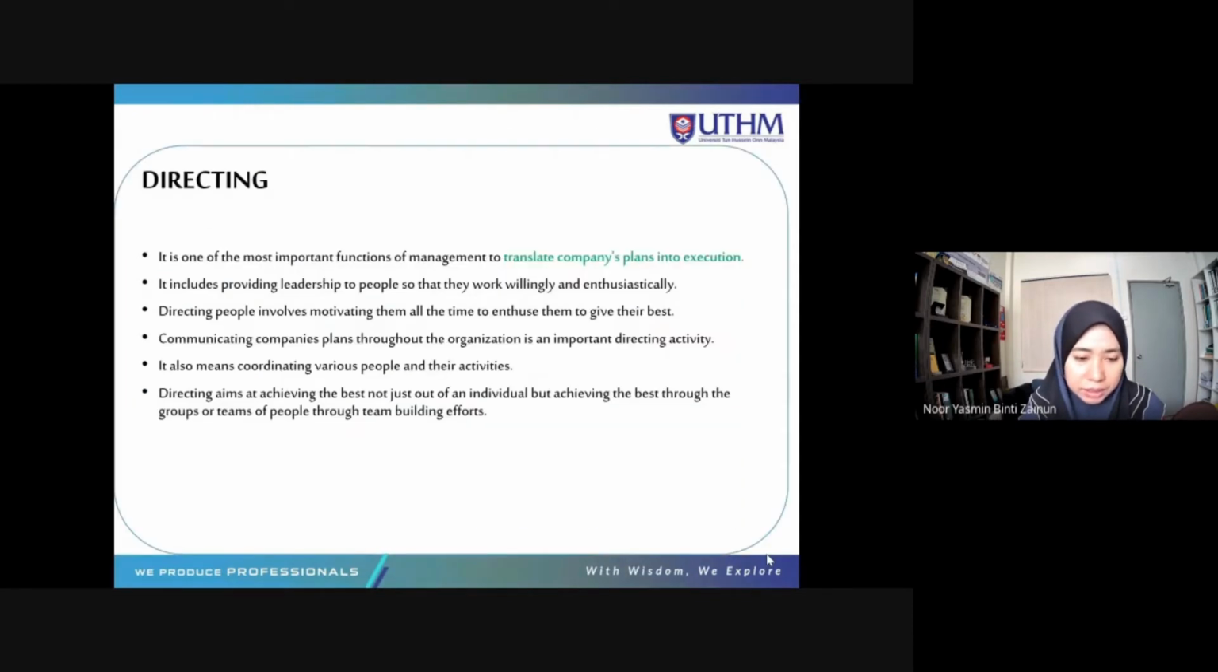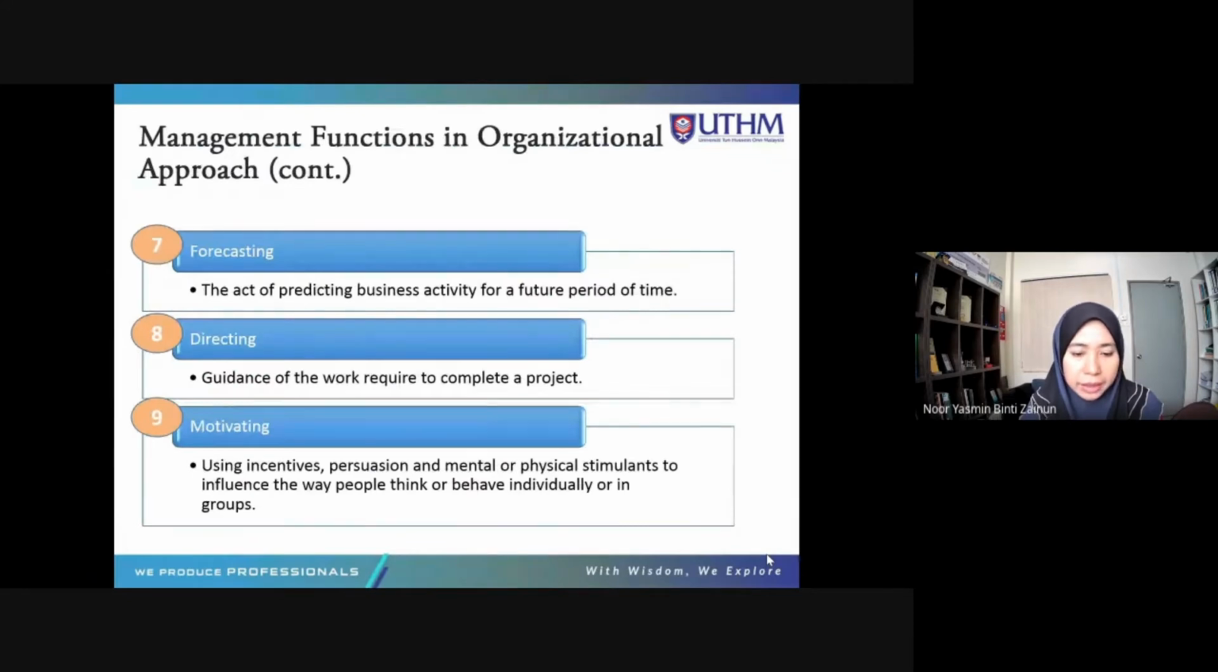So the forecasting is the act of predicting business activity for the future period of time. So how we want to forecast based on the experience that we had run a previous project. Okay. And then directing is a guidance of the work required to complete the project, and motivating by giving incentive, persuasion and mental physical stimulants to influence the way people think or behave individually or in groups.